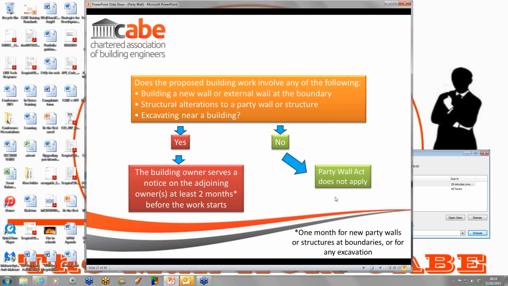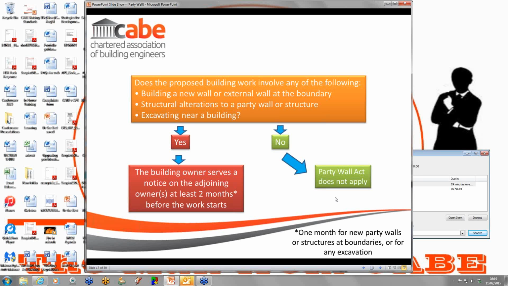But it does potentially mean an additional delay, and this is something that quite often doesn't get conveyed to the client in terms of what might stop them crashing straight on once they've got their planning permission, once they've got their building regulation approval, that they may actually incur an additional delay.